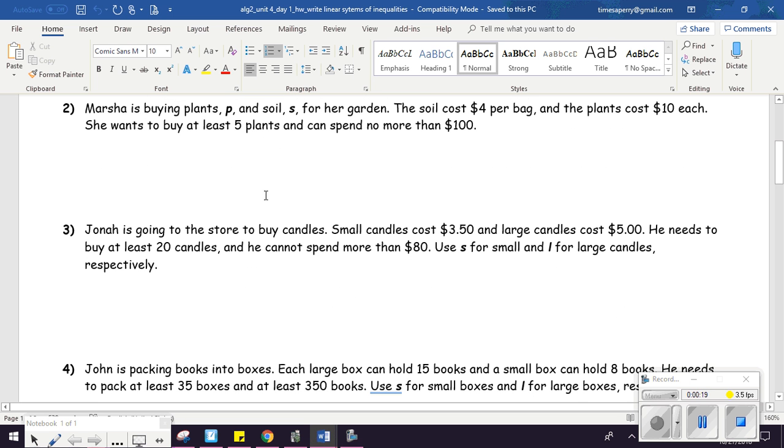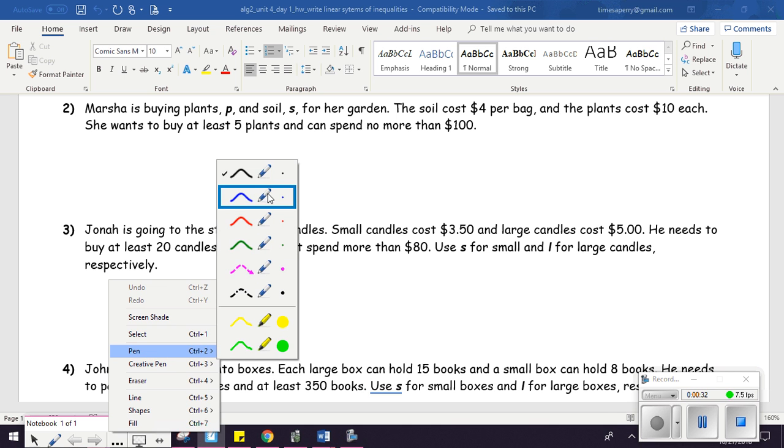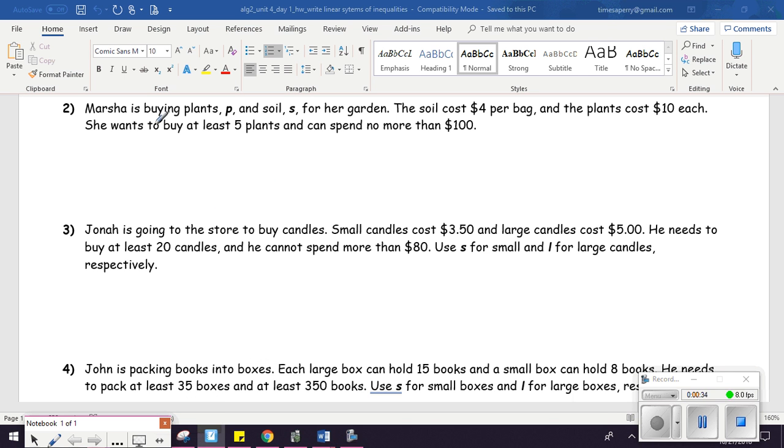Number 2, Marcia is buying plants P and soil S for her garden. The soil costs $4 a bag. The plants cost $10 each. She wants to buy at least 5 plants and can spend no more than $100. So we know that a bag of soil is $4.